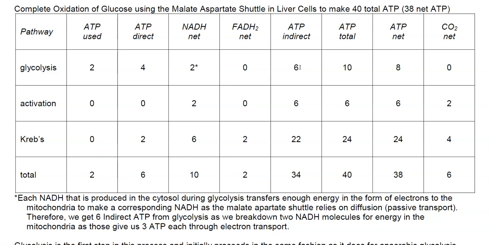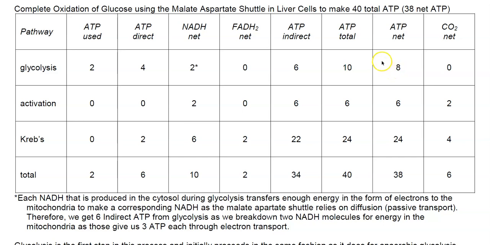So the energy equivalents for FADH2 are 2, so we get 2 ATP per FADH2 molecule. The energy equivalents for NADH are 3, so we get 3 ATP per NADH molecule. So we just take how many we get from NADH and how many we get from FADH2, and that's my indirect ATP. To get total, I take the direct, the indirect, add them together, so that's 10. To get net, I take the 10, subtract 2 used at the beginning, and that gives me 8.